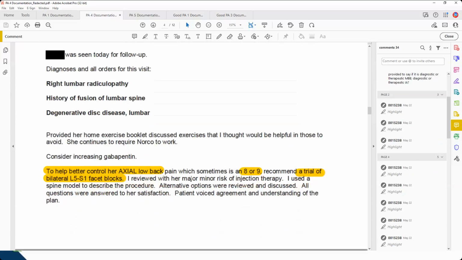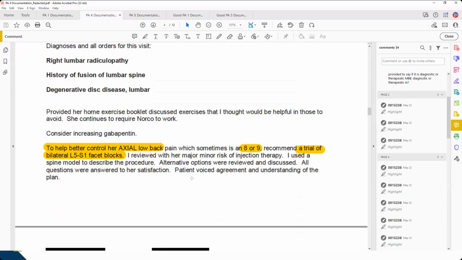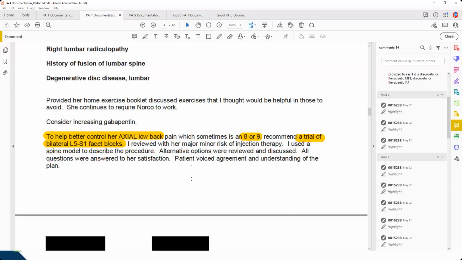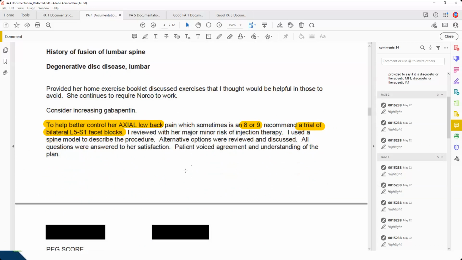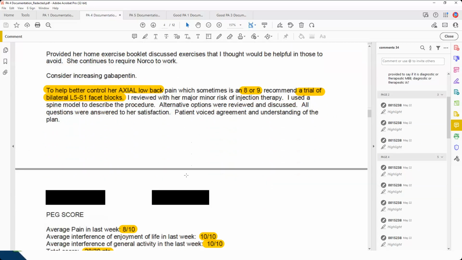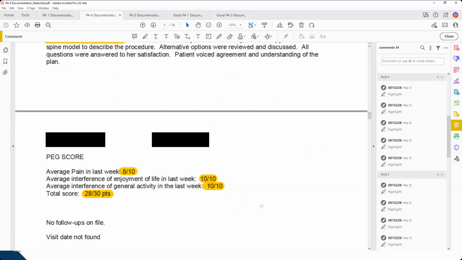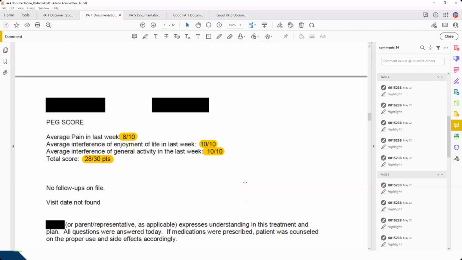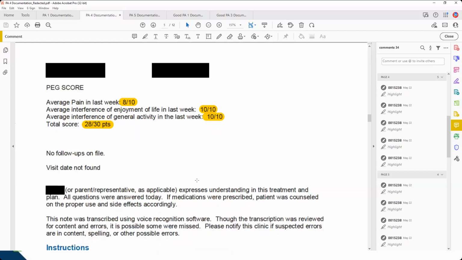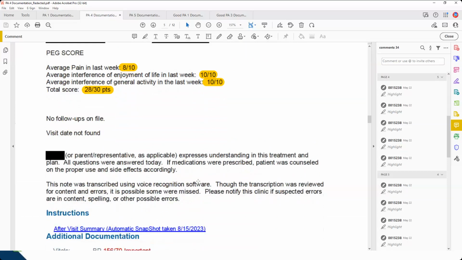All right, let's see. So really, it's still unclear if this is going to be an MBB, an IA, if it's diagnostic or therapeutic. We do have some information about pain and pain assessments, and we have the PEG score here, and so we know that it's interfering with some ADLs, and we have PEG score totals. So all additional information that we need regarding this patient.